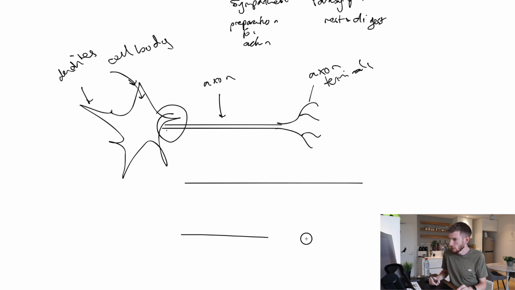So if we zoom in, the idea is that on the inside, we have a relatively negative charge, and on the outside, a relatively positive one. Technically, both are actually negative, but the outside is less negative, so it's relatively positive.